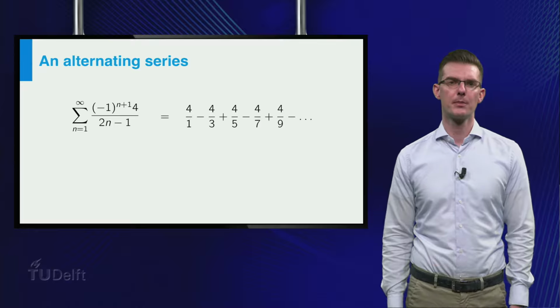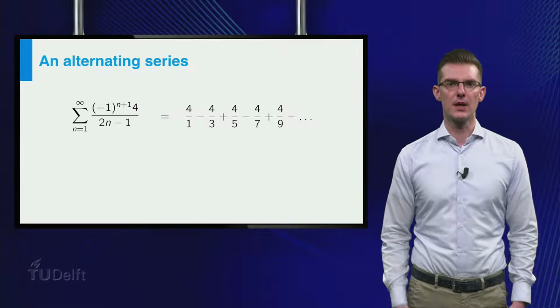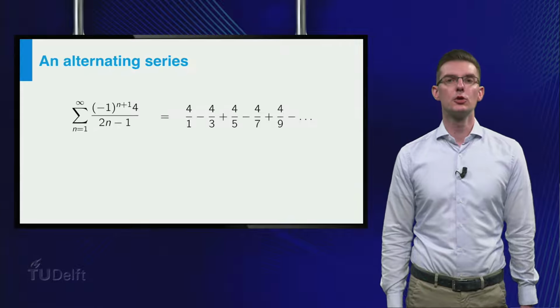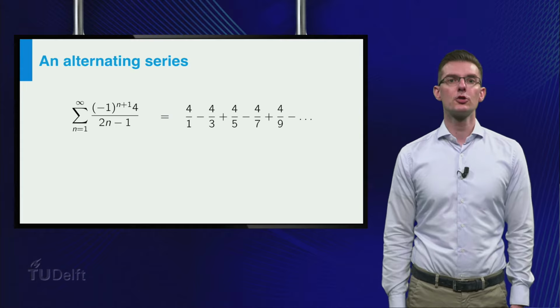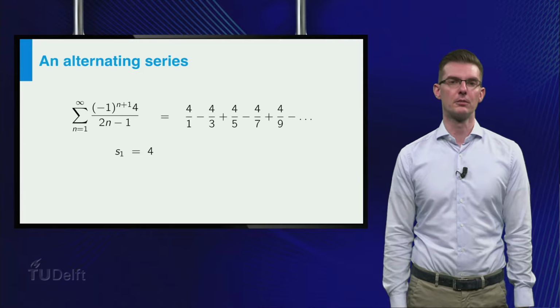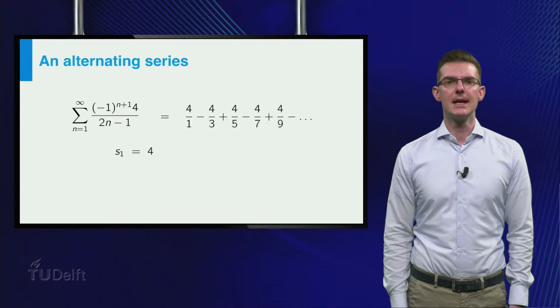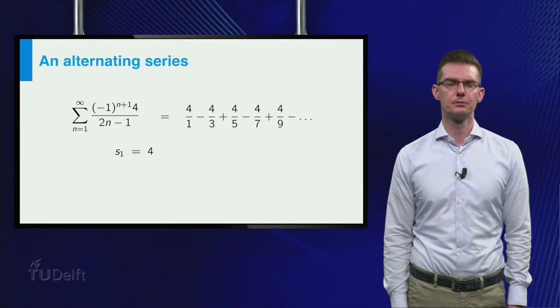of this series. A series is convergent if the sequence of partial sums has a limit. Well, let's compute some of these partial sums and see what we get. The first partial sum is of course equal to 4. The second term in the series is negative, so the sum of the first two terms will be smaller than 4. In fact, the second partial sum is equal to 8/3, or 2.666.